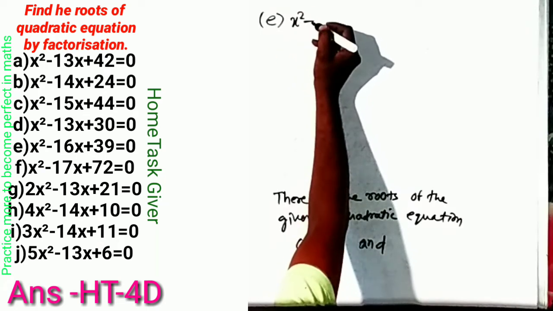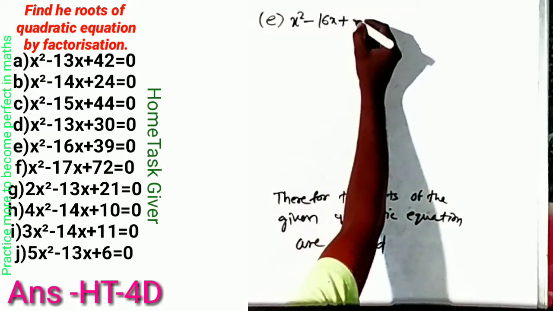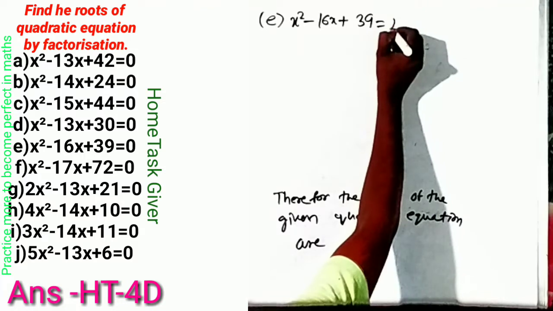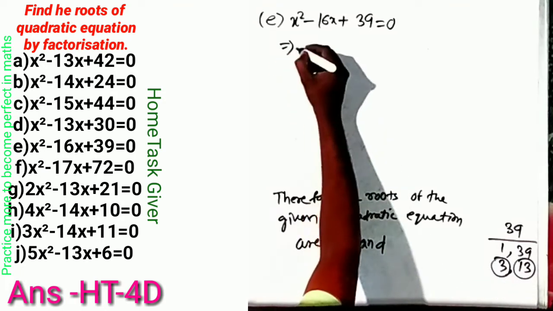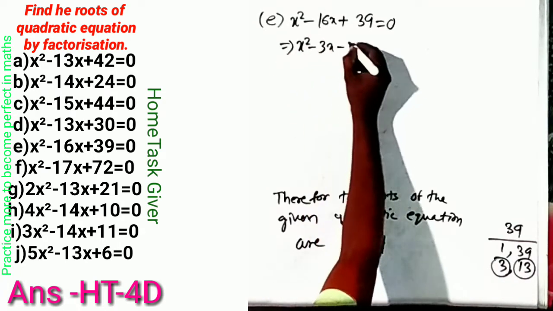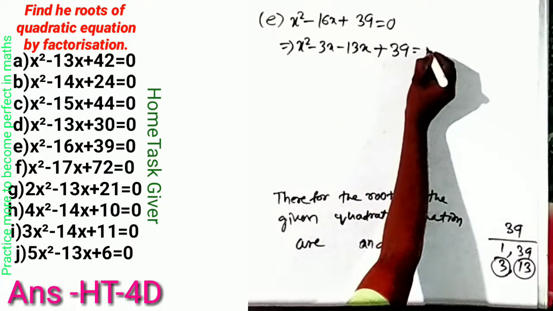X square minus 16x plus 39 equal to 0. Here the constant is 39 and the coefficient of x is 1. So 1 into 39 is 39. Factorize it: 1 and 39, 3 and 13. So the two terms are 3 and 13. So here x square minus 3x minus 13x equal to minus 16x. Write down 39 here equal to 0.